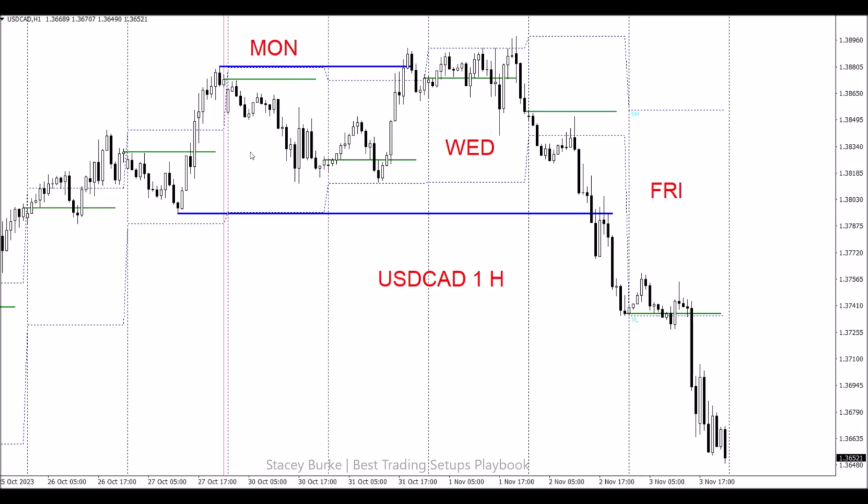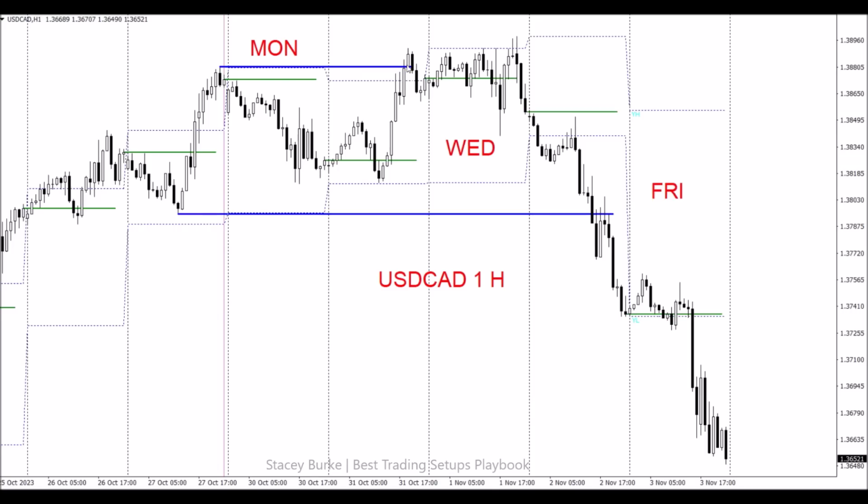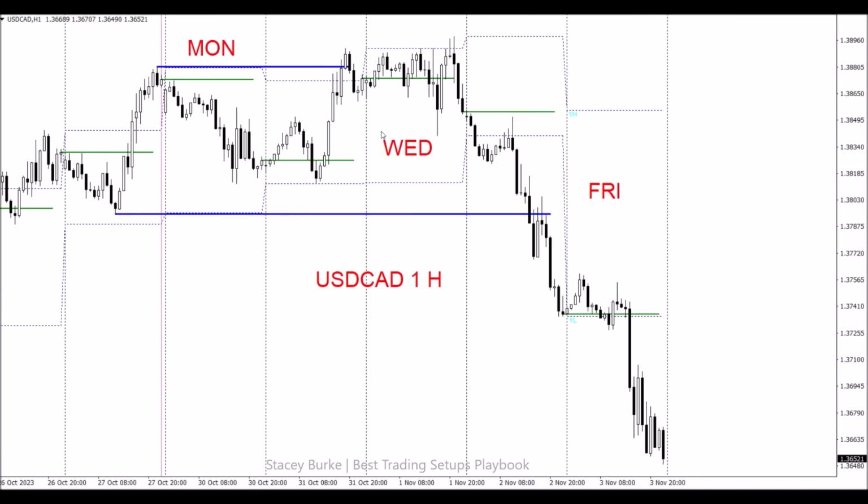Monday in this particular case was an inside day. We know in the playbook that inside day is a potential signal day identifier. The inside day for false break, trend trades, low-hanging fruit, and reversal opportunities. We make a higher high on our Tuesday, which forms our initial balance, and we also trigger breakout traders into the market. That becomes our new high of the week up top.